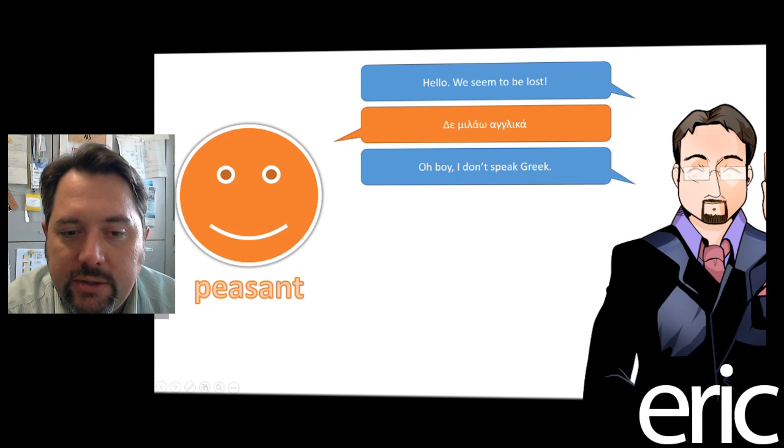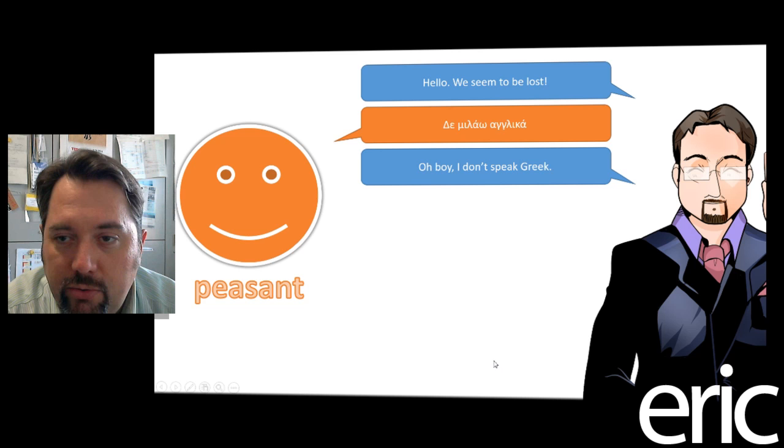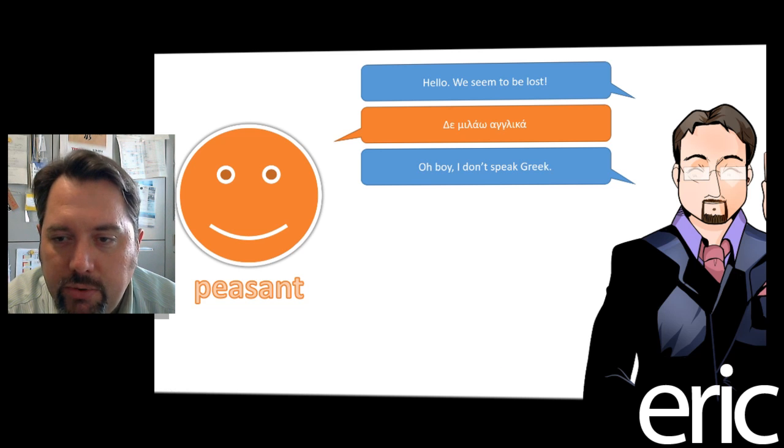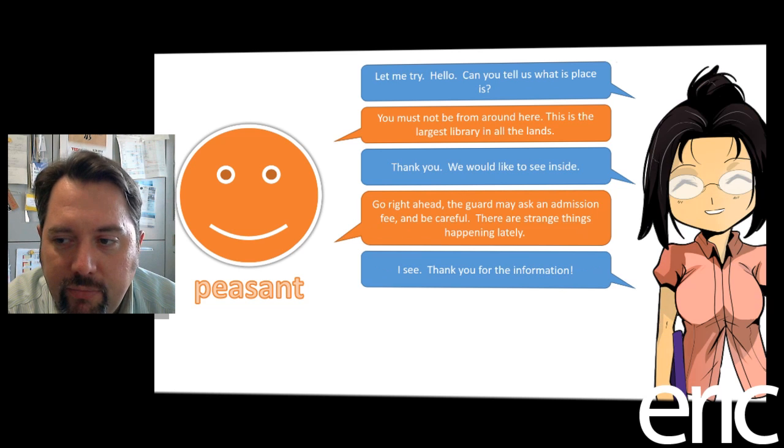You go up to the peasant and you say, hello, we seem to be lost. That's actually Greek. Oh boy, I don't speak Greek. But luckily, June in our party can speak Greek.